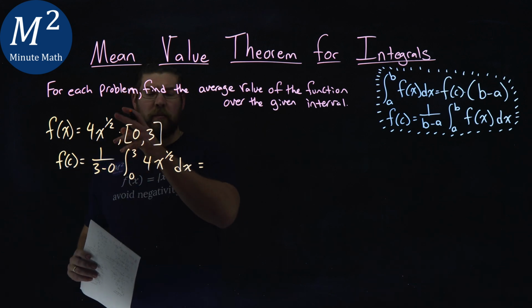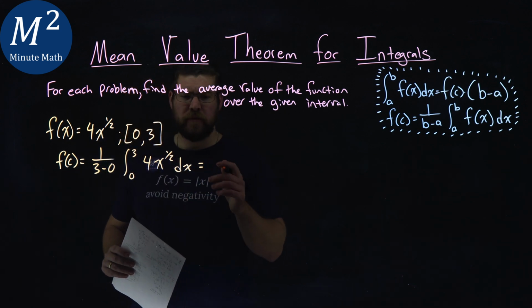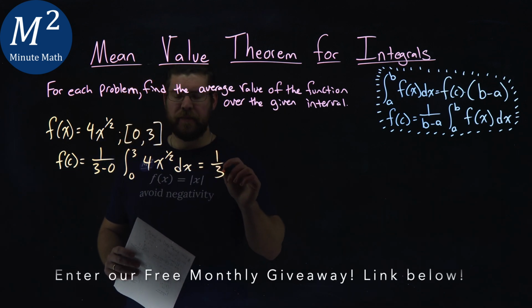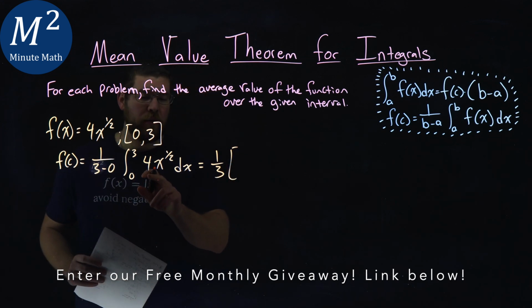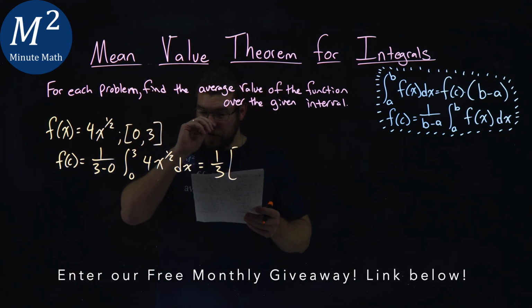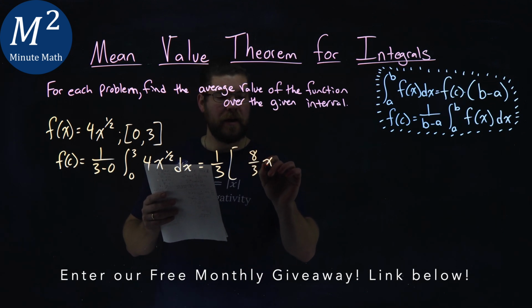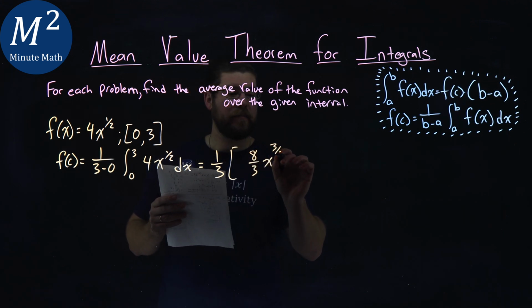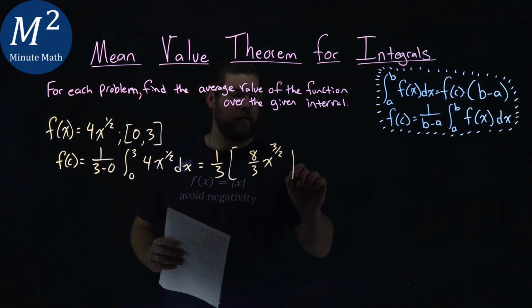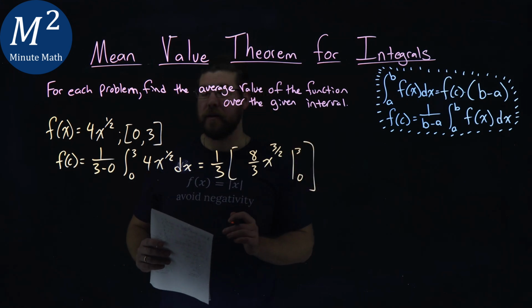Now let's go simplify. 1 over 3 minus 0 is 1 over 3, times the integral. Now we have to integrate this. 4x to the 1/2 power integrates to be 8/3 x to the 3/2 power, and we're integrating this from 0 to 3 right there.